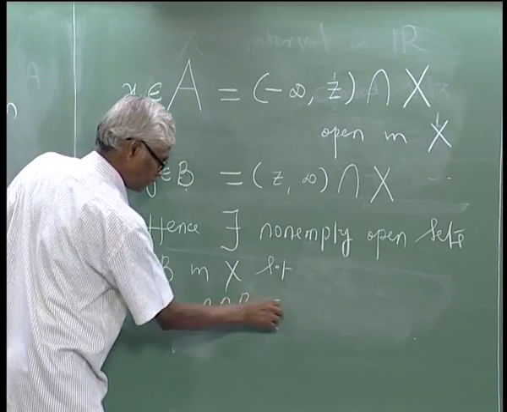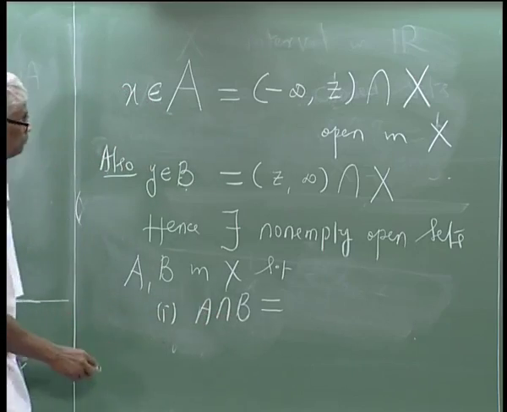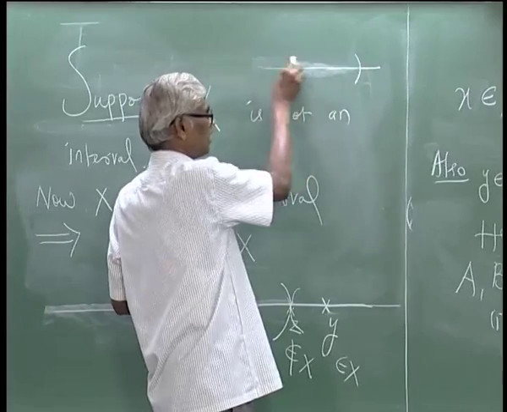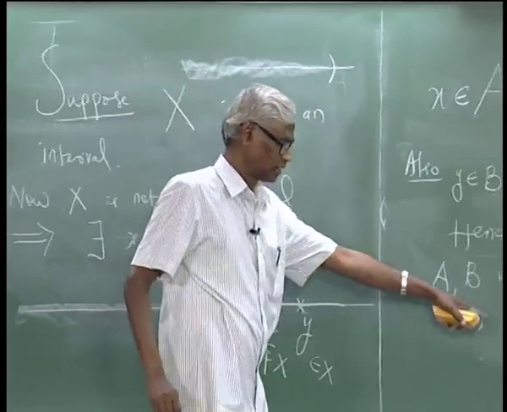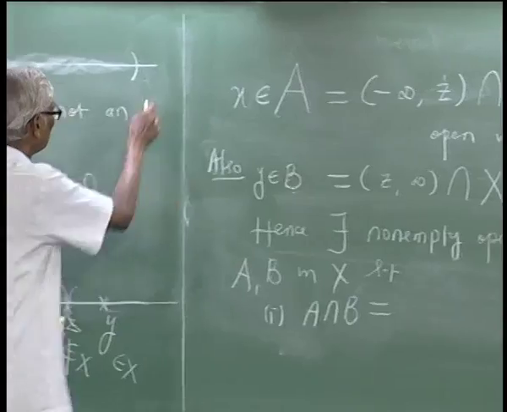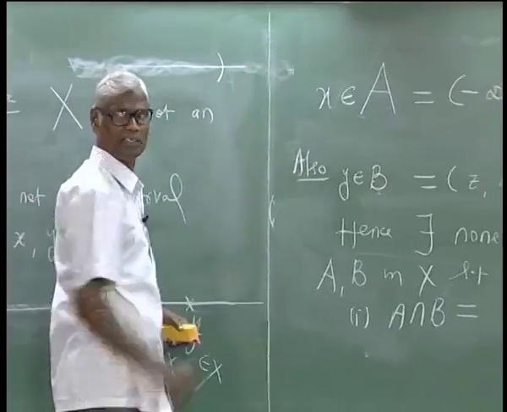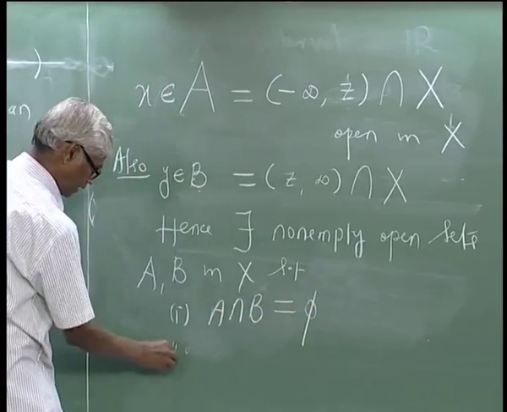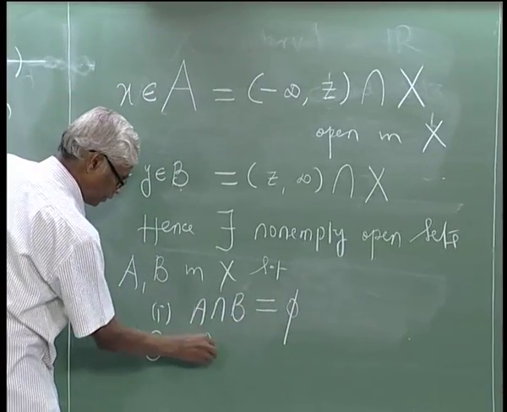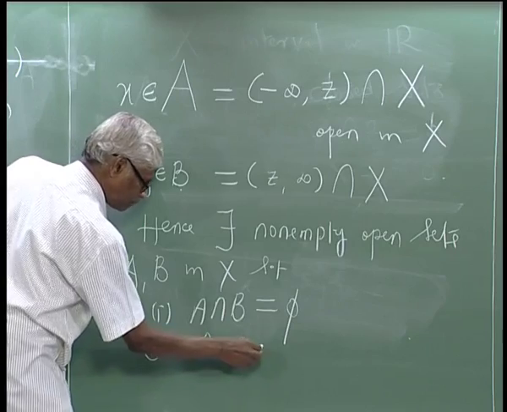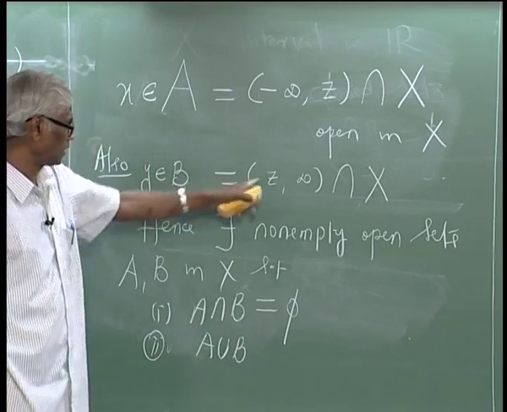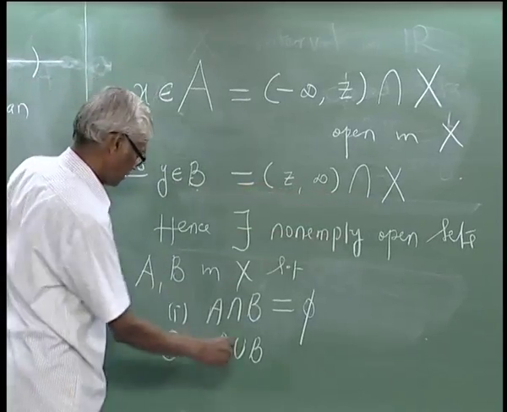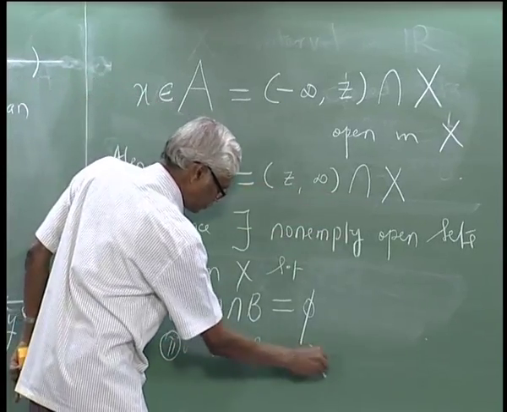See, in fact, here minus infinity to Z, all the points here in A are less than Z, whereas here they are greater than Z. So, A intersection B is empty, and A union B, so we are restricting already, they are subsets of X. So, that will be equal to the whole space X.